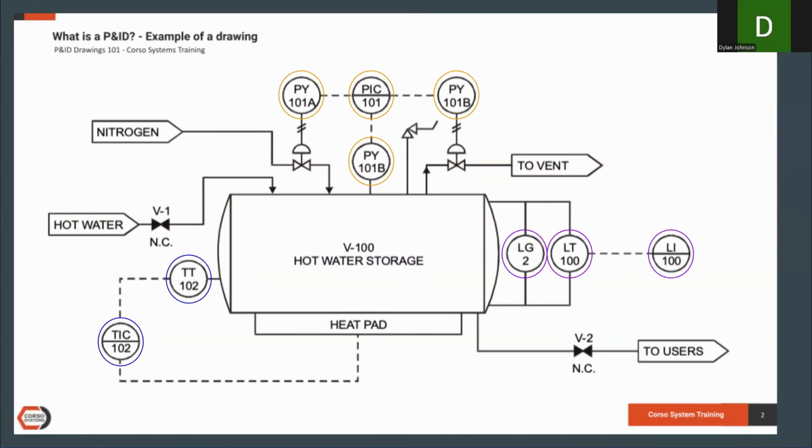You can also see they're grouped by numbers. Pressure is 101, temperature is 102, and level is 100. The tags in these bubbles follow ISA standards, which means the first letter tells you what's being measured: T for temperature, P for pressure, L for level. These ones are fairly commonplace, but some of them do get a little bit wonky.